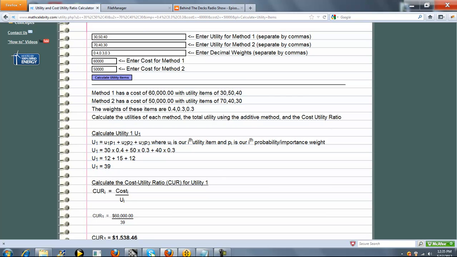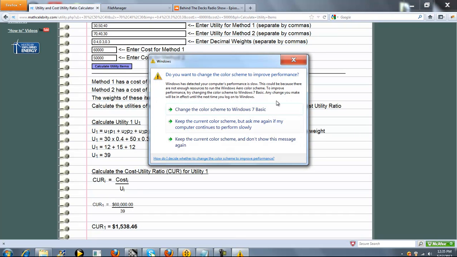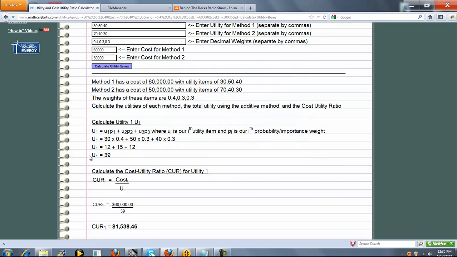Now, the cost utility ratio is just the cost for utility 1, which you entered here, 60,000, divided by the utility 1, which you calculated, which is 39. So we get 1538.46. So pretty straightforward.